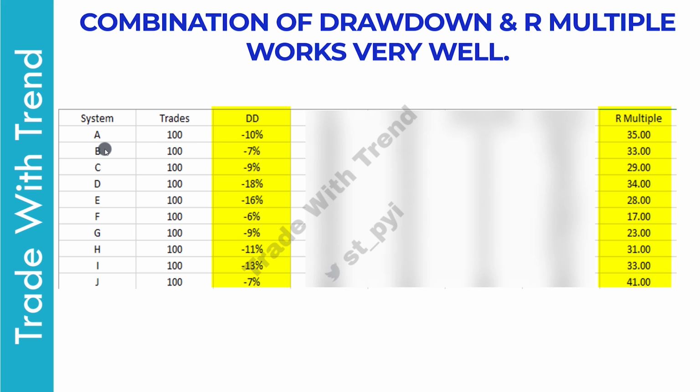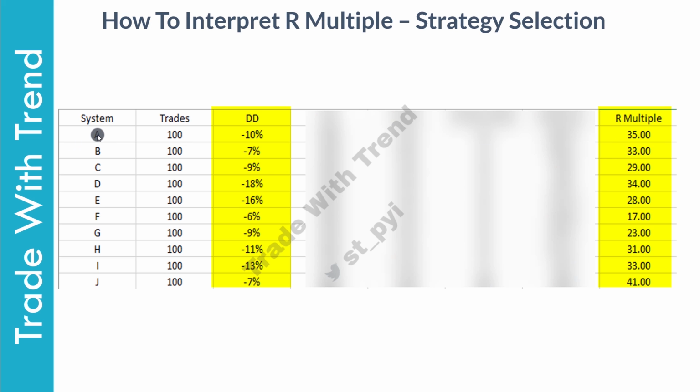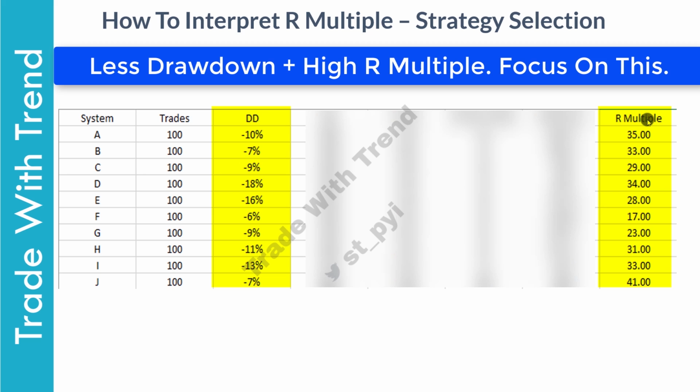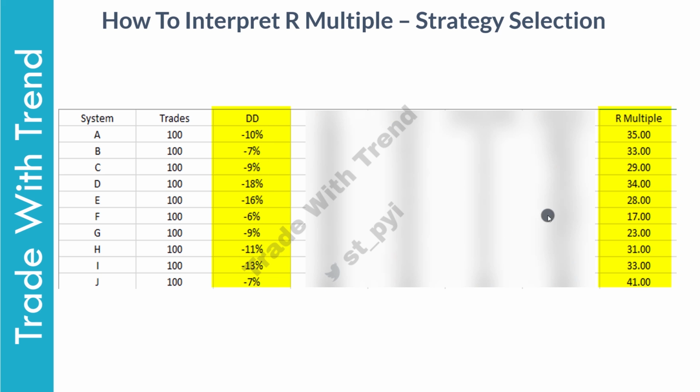If you look at system B, drawdown is at 7% and R multiple is at 33. So if I have to select between system A and B, I would actually prefer trading system B based on the combination of drawdown and R multiple. In this entire example, if you see, I would prefer system J because it has a drawdown of just 7%, whereas R multiple is at 41. I hope this advantage of R multiple is clear.